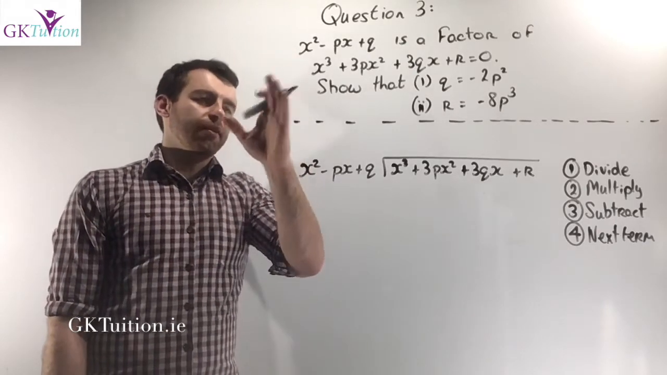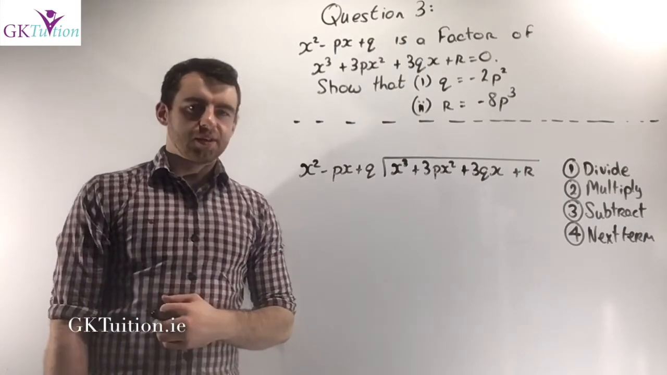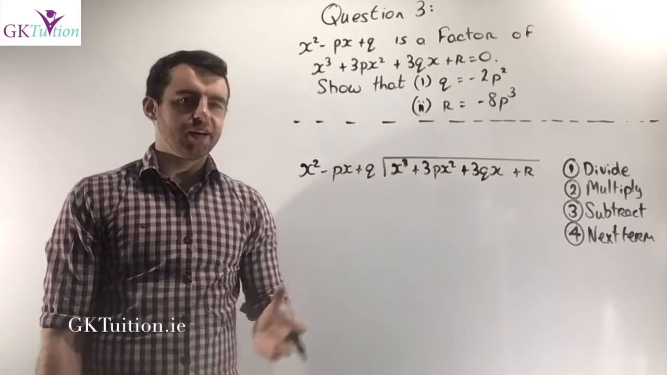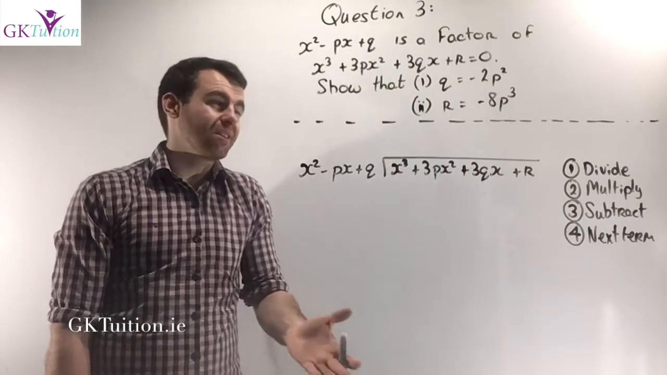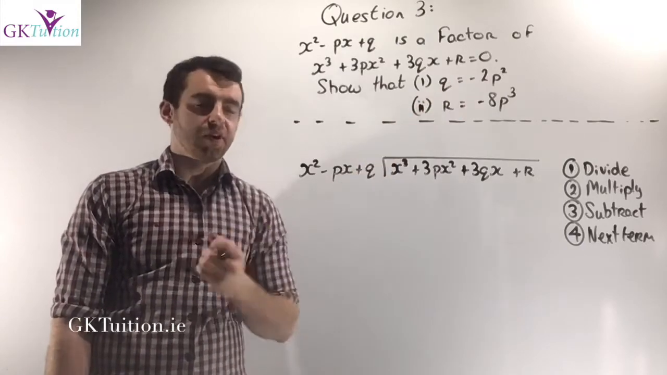If this quadratic is a factor of this cubic, I know that I can divide it in and my remainder will be equal to 0. Hopefully when I get to my remainder, whatever they're asking me for here will make a bit more sense, because at the moment it looks completely random asking me to prove these variables.